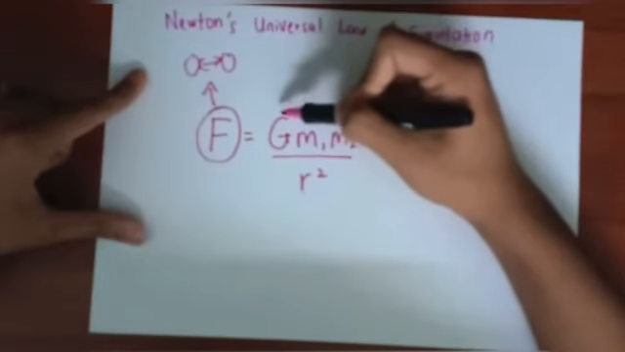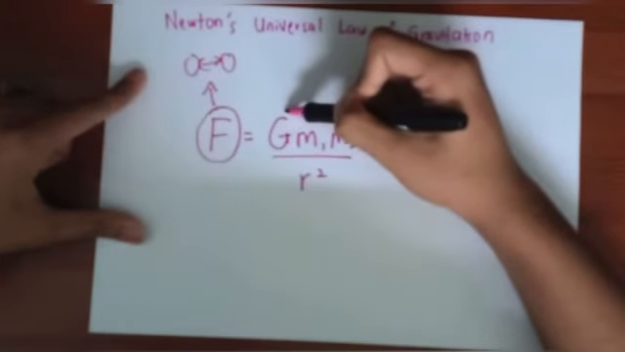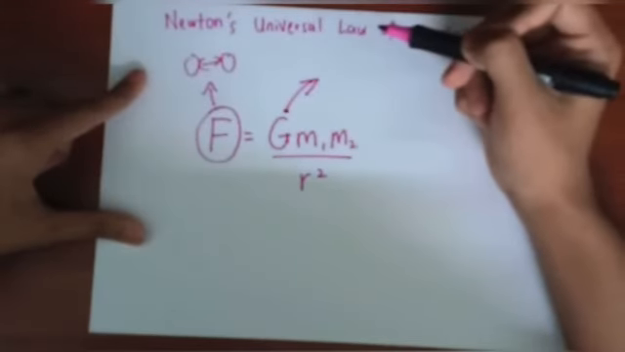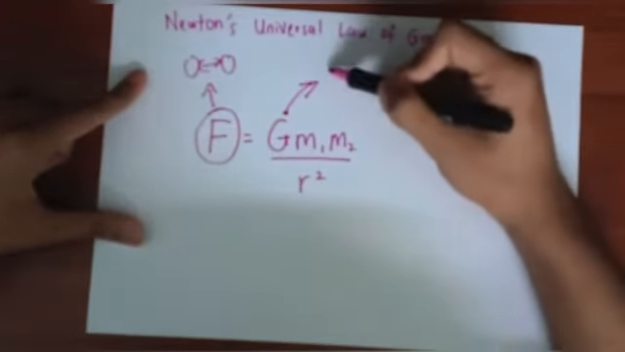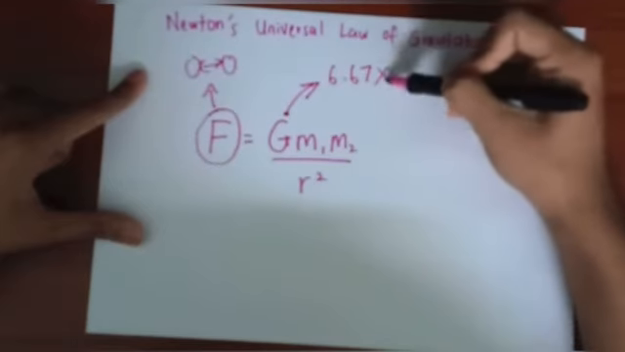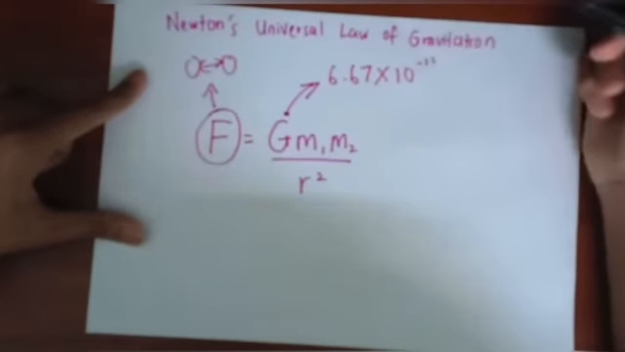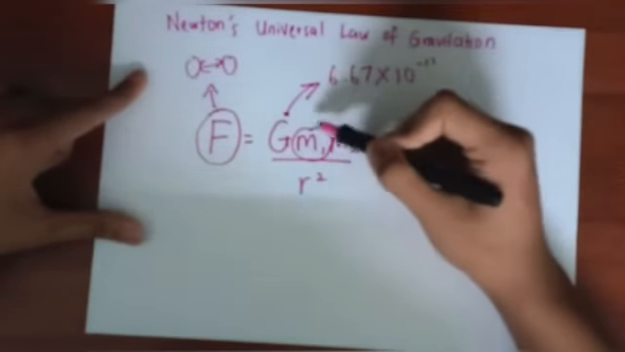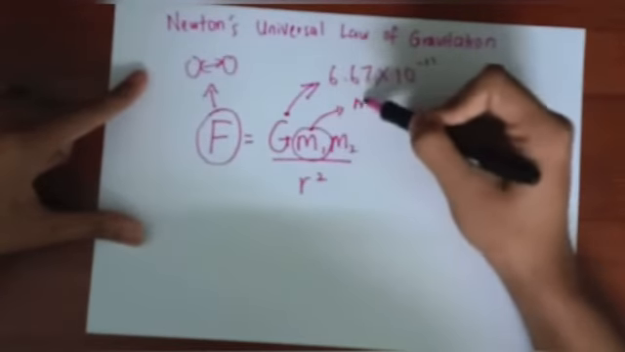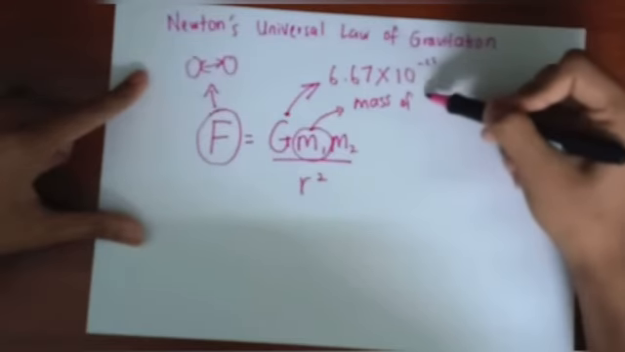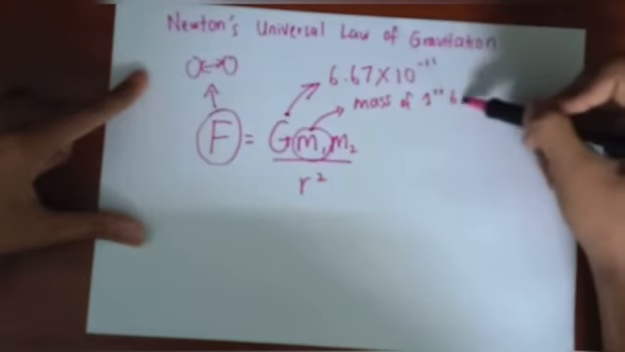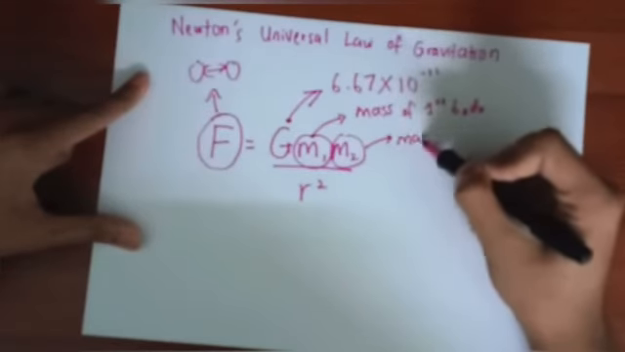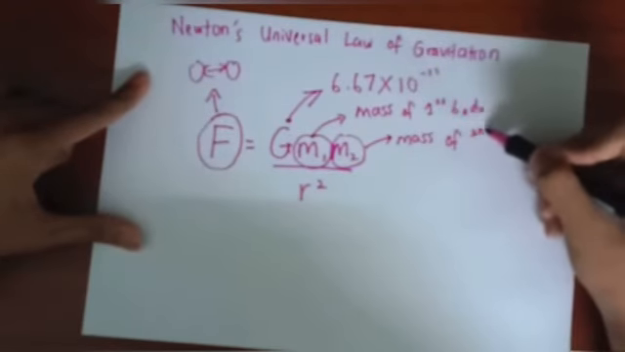Next, G. G is the gravitational constant, which the value is 6.67 times 10 to the power of negative 11. Next, M1. Basically, M1 is the mass of the first body, while M2 is the mass of the second body.